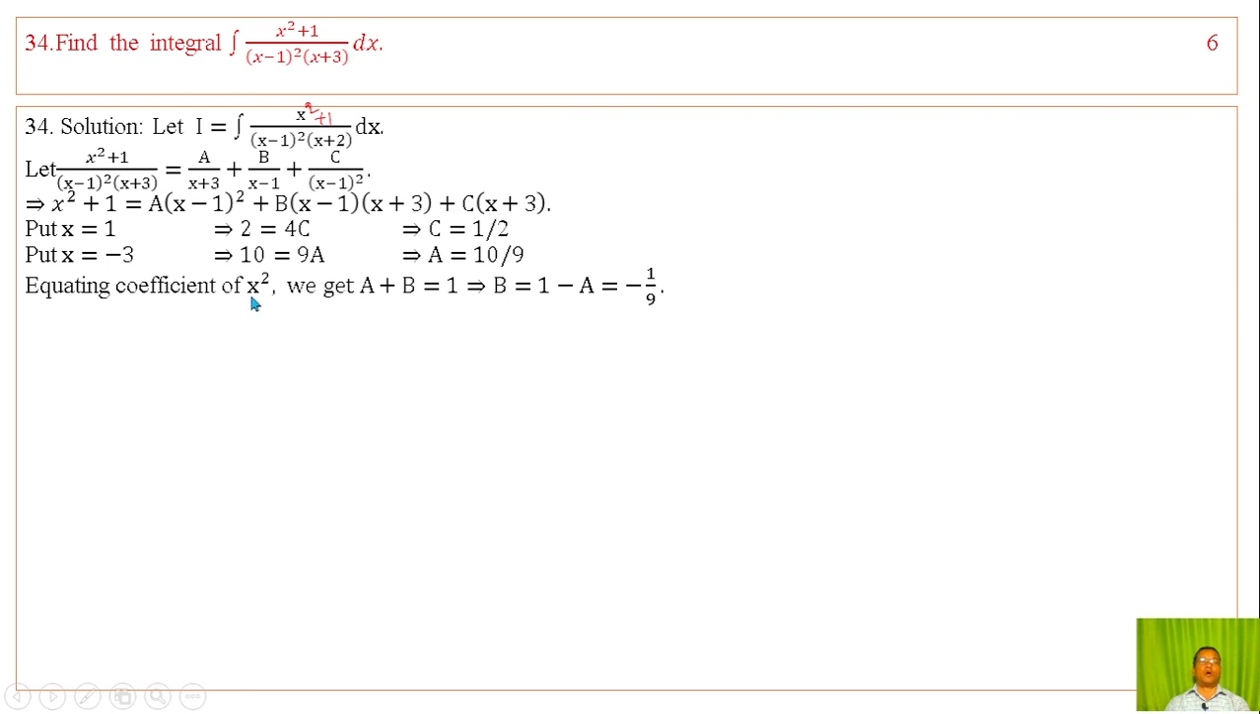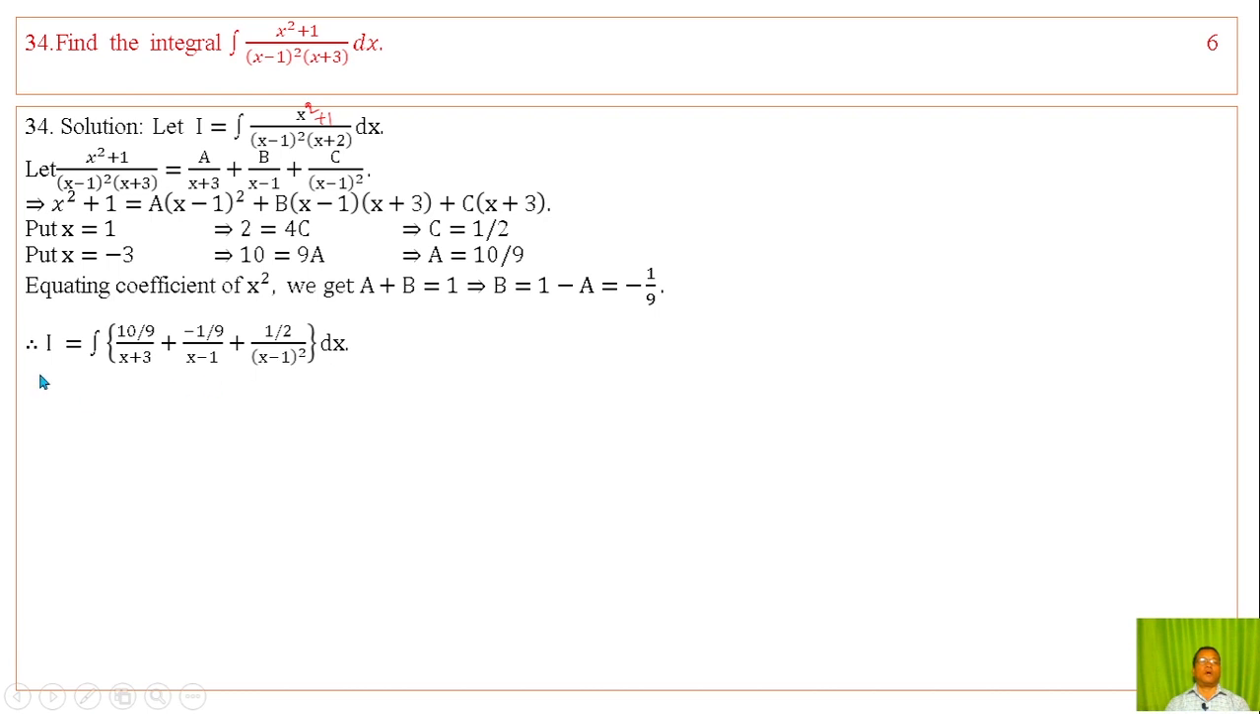Equating the coefficient of x squared on both sides, for the right side we have a plus b, for the left side the coefficient is 1. Solving, b equal to 1 minus a, but a is found to be 10 by 9. Then 1 minus 10 by 9 is minus 1 by 9.